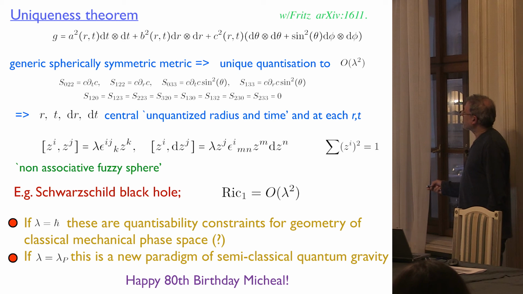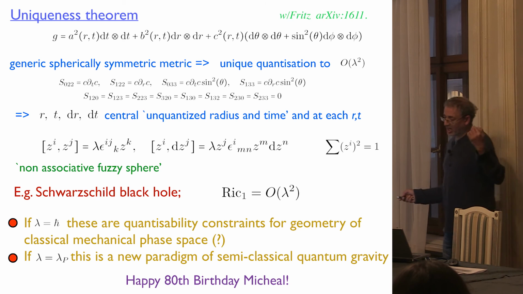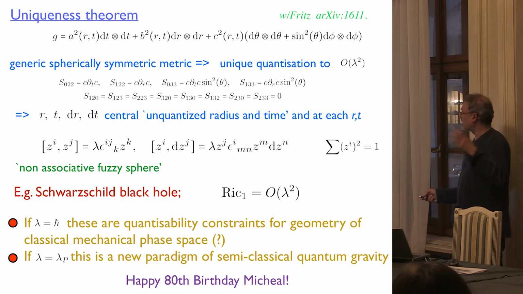And this is what we call the non-associative fuzzy sphere. So it has three generators, Z1, Z2, Z3. They correspond to the angular variables because Zi is xi over r. So they're the Cartesian angular coordinates. They obey this relation, and they have this uniquely determined calculus.